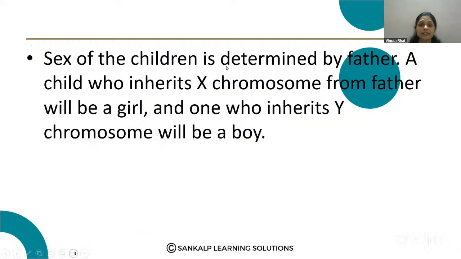Sex of the children is determined by the father. A child who inherits X chromosome from the father will be a girl and one who inherits Y chromosome will be a boy. So what we can say here, the sex of the children is determined by the father, not by the mother. Okay. That is a very important thing.